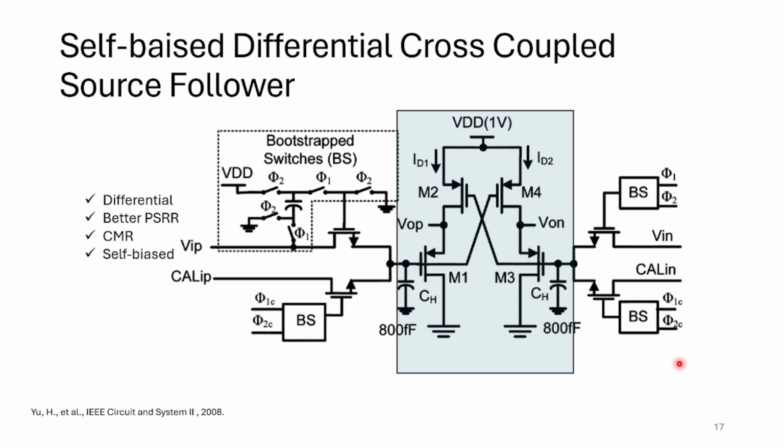Another one that I like too much is this configuration, this circuit. It is differential, so it has better PSRR and CMRR. Another good thing about this, besides being very simple to implement, is that it is self-biased.